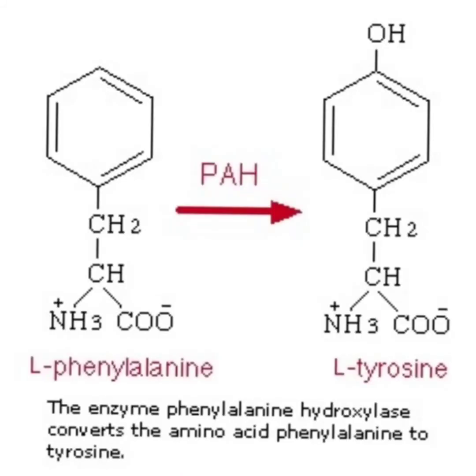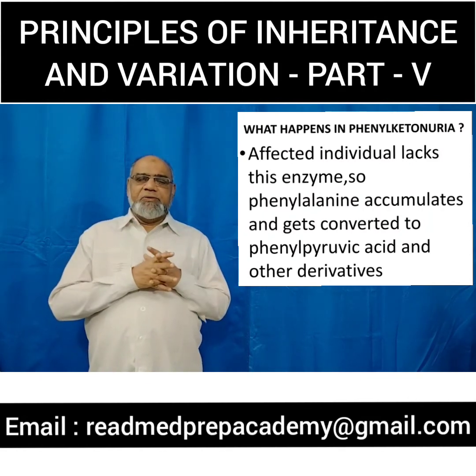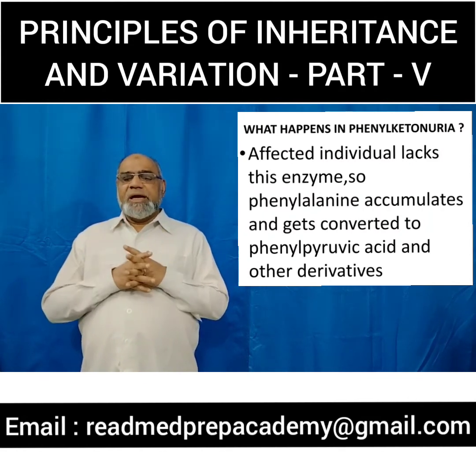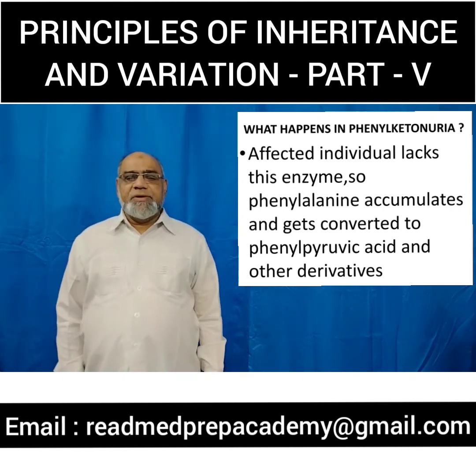Here you can see the chemical structure of phenylalanine L, where hydroxylation of the phenylalanine occurs because of the enzyme phenylalanine hydroxylase, resulting in the formation of L-tyrosine. What happens in phenylketonuria? In the affected individuals, phenylalanine accumulates and gets converted to phenylpyruvic acid and other derivatives.